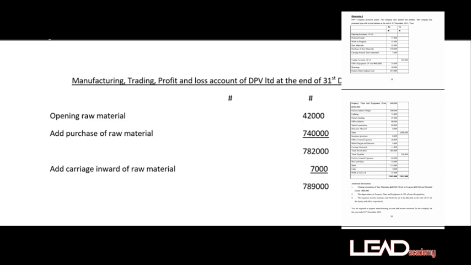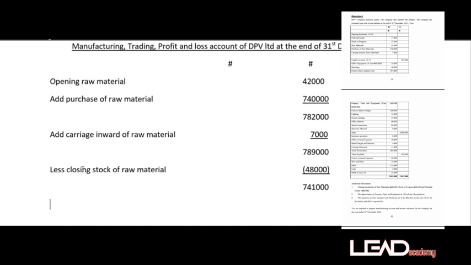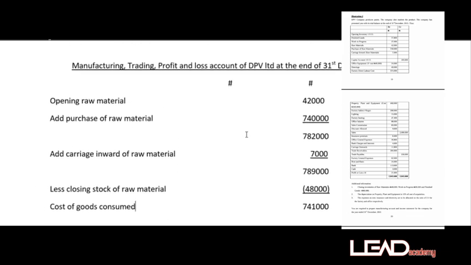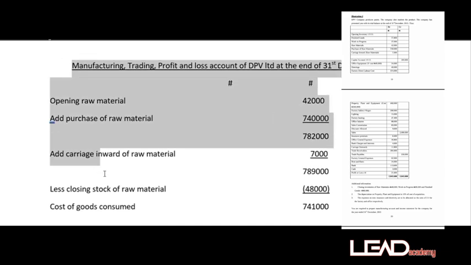The next thing is to less your closing stock of raw material. So your closing stock of raw material is 48,000. So once you less it, you're going to have 741,000. So when you less it, the result you have is your cost of goods consumed. So now this is the total amount of goods that was consumed in the production process.